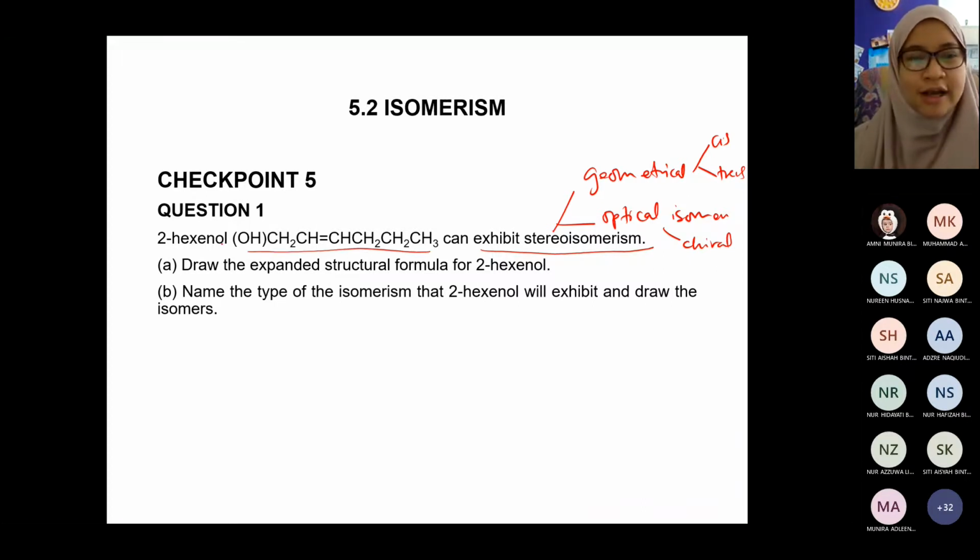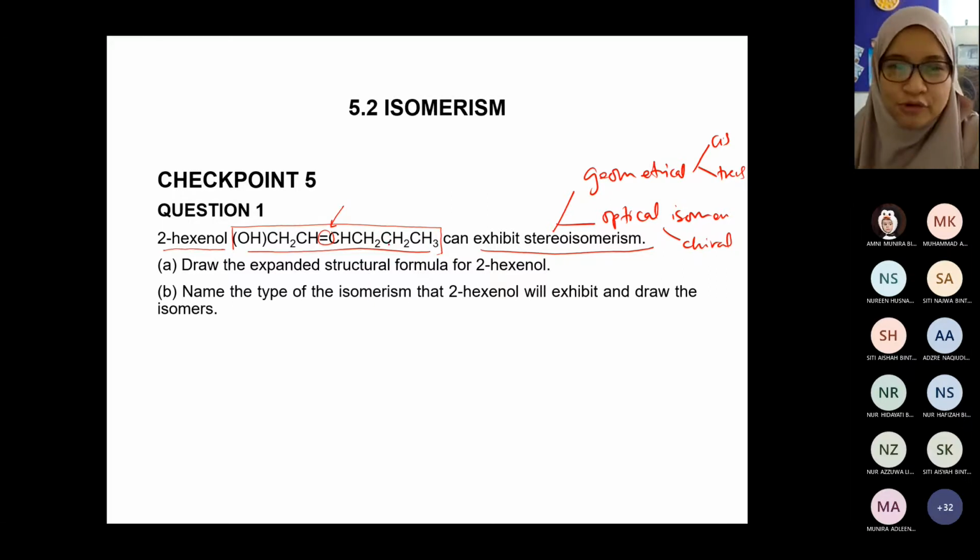Okay, alright. So yang lelaki thing is dia bagi not only dia name the compound, dia bagi juga the structural formula in condensed form. Okay, and it is obviously shown here that we have double bond there. We have double bond.